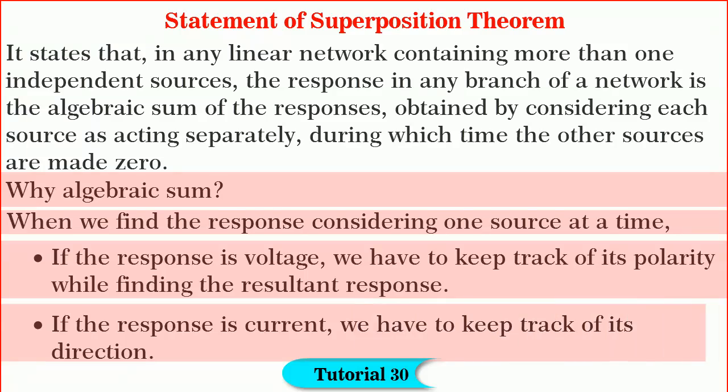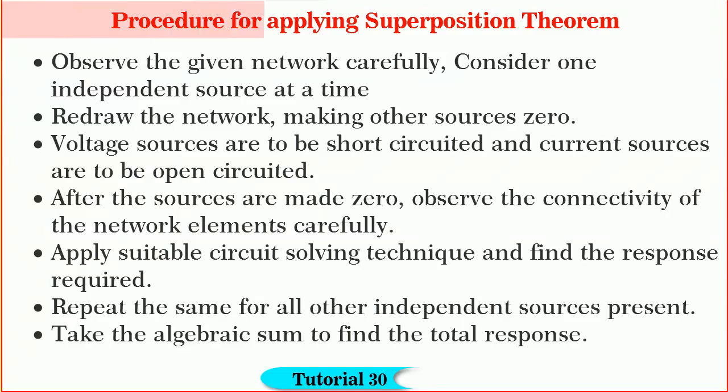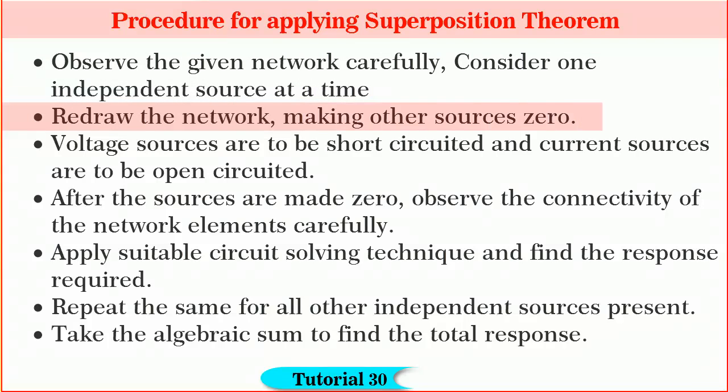If the response is current, we have to keep track of its direction. Friends, then let me summarize the procedure to apply superposition theorem to a network. The first and foremost is to observe the network carefully and consider one independent source at a time. Next, redraw the network making the other sources 0.